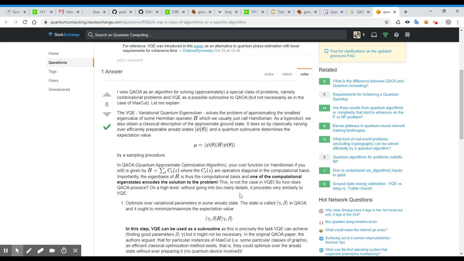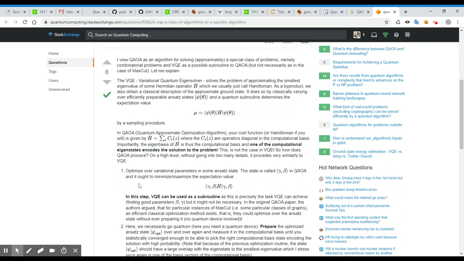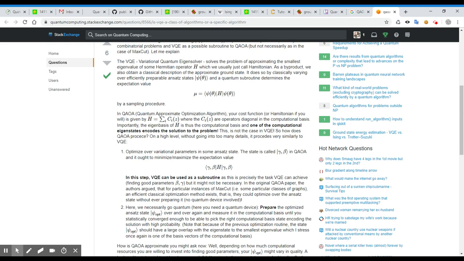This is not the case in VQE. So how does QAOA proceed? On a high level, without going into too many details, it proceeds very similar to VQE. Optimize over variational parameters in some ansatz state. The state is called this. And it ought to maximize the expectation value. Yes, it's basically the same concept.